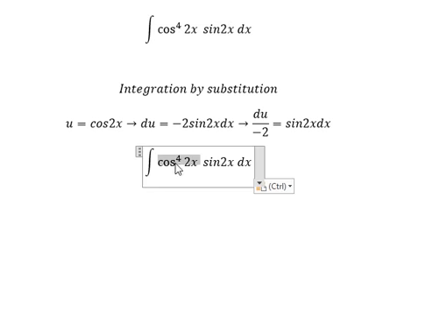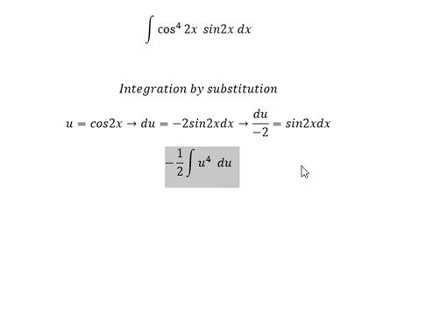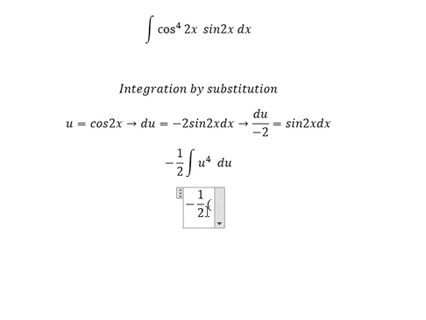This one we change by u, so we have u to the power of 4 sine 2x dx. We change by this one. The integral of u to the power of 4 we can change into u to the power of 5 over 5, and we put plus C.